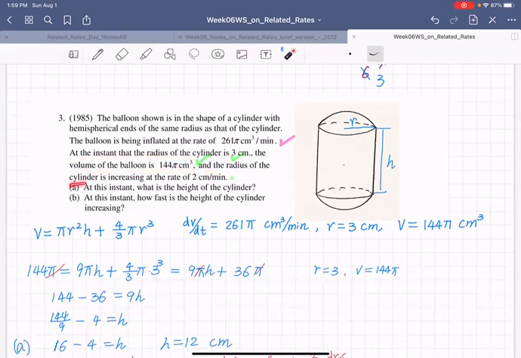The radius of the cylinder is increasing at the rate of 2 centimeters per minute. So is it dV over dt? Or sorry, dr over dt. dr over dt equals 2 centimeters per minute.